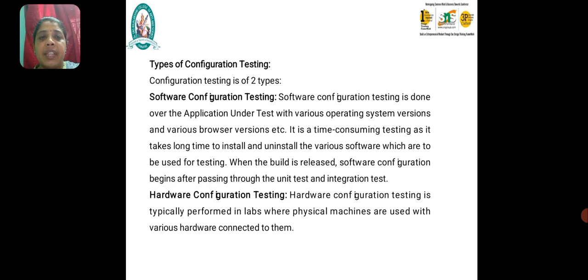It may be software configuration testing or hardware configuration testing. Software configuration testing is based on the application under test. It can test operating systems, browser versions, etc. Hardware means it tests based on the lab, which are the systems that are adaptable to the particular testing configuration. That is, software will support the given hardware.